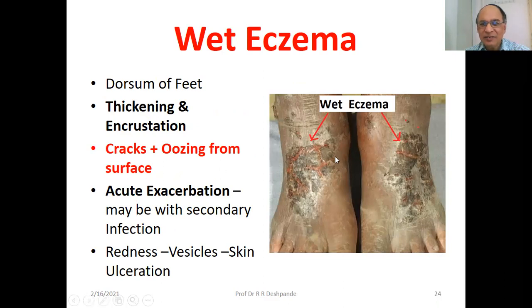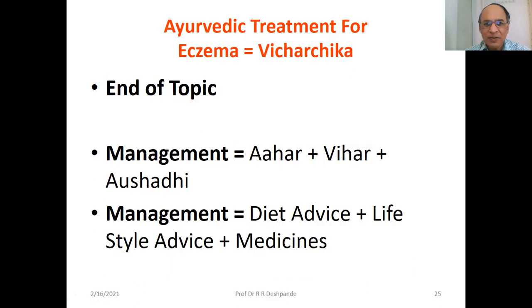Dorsum of the feet, thickening and encrustation. Cracks. Can you see the cracks? Oozing from the surface. Acute exacerbation may be with secondary infection. The patient may get little bit fever, inguinal gland swelling, lymphadenitis, okay, and sometimes lethargic conditions, fever, and pus is yellow, remember, in the infection, redness, vesicle, and skin ulceration, okay.